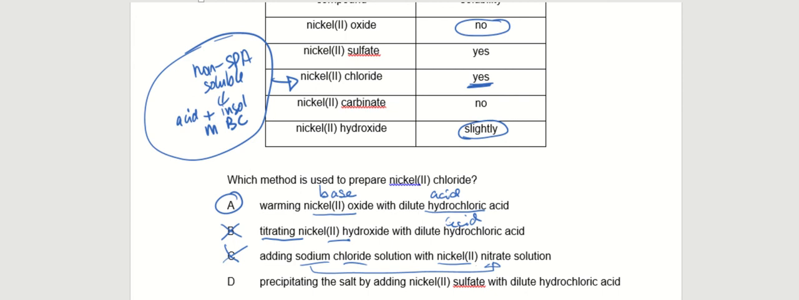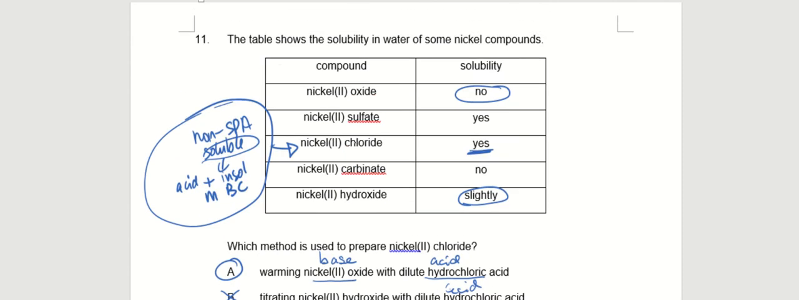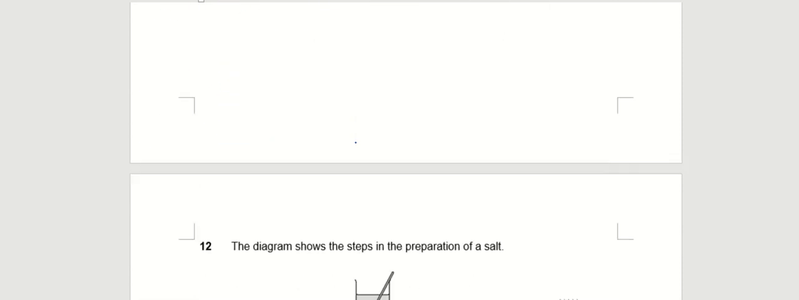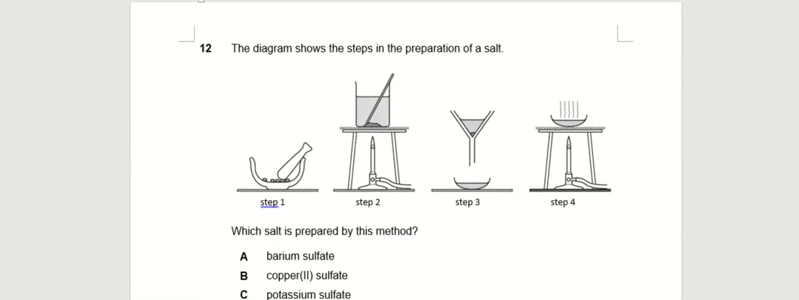For D, it says precipitating the salt. We know that it is a soluble salt. Therefore, we cannot use the precipitation method to prepare a soluble salt. So the answer is A: hydrochloric acid and an insoluble base like nickel 2 oxide. Okay, and let's do our one last question before we end off this video on salt preparation methods.